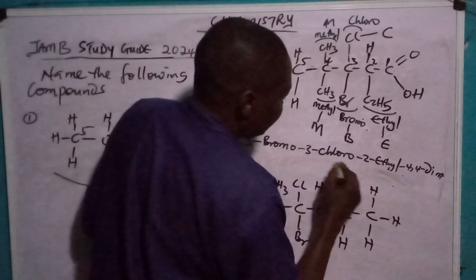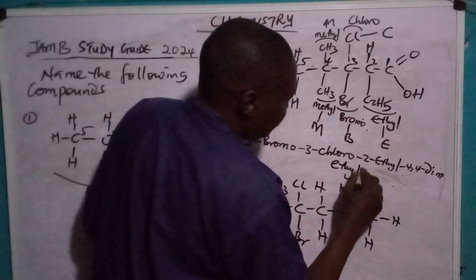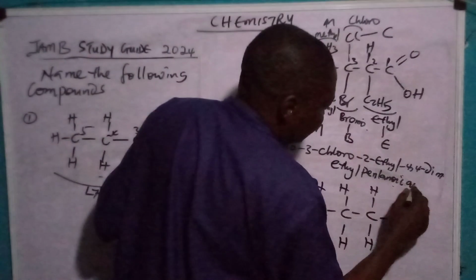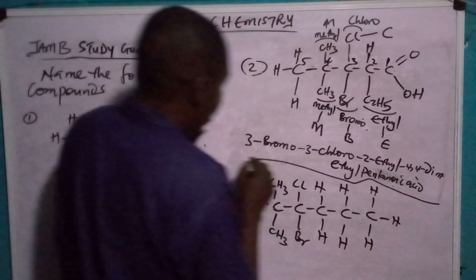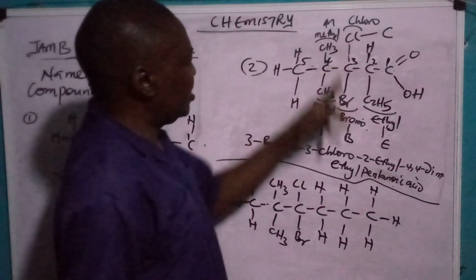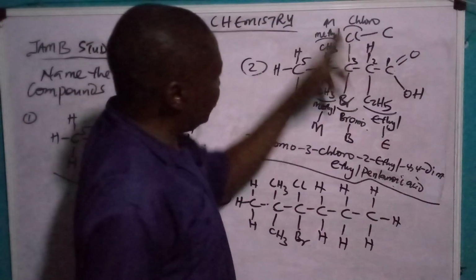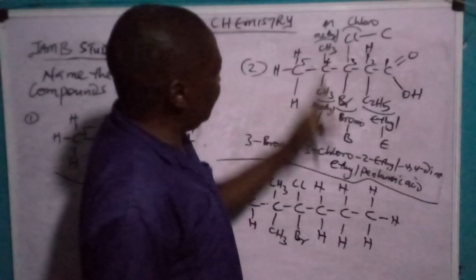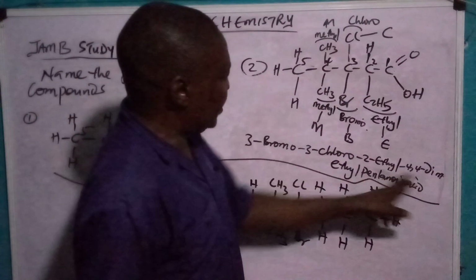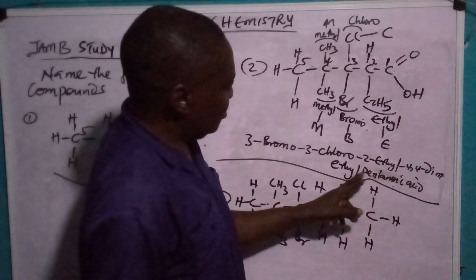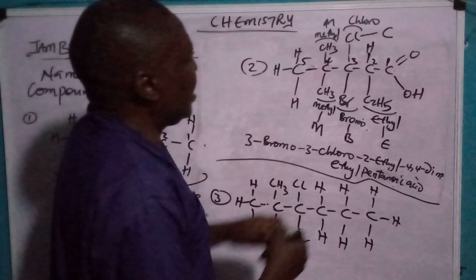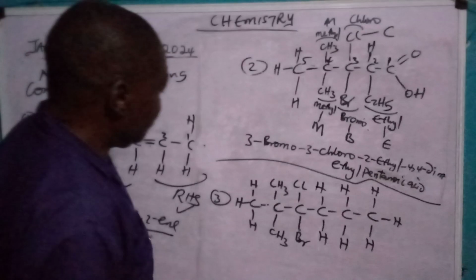Let me show this side. Ethyl, pentanoic acid. You can see it: 3-bromo, 3-chloro, 2-ethyl, 4,4-dimethyl pentanoic acid. The straight line is pentanoic acid.